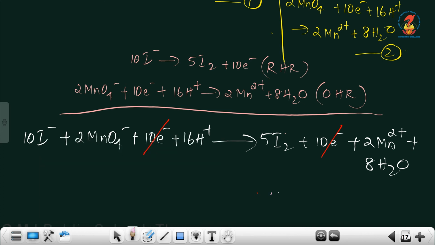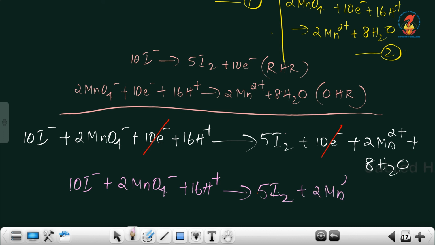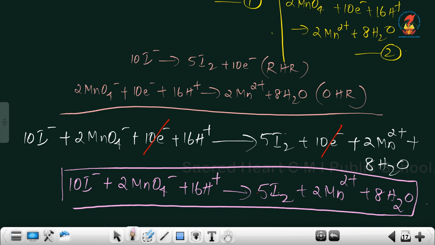So the final equation will be 10I minus plus 2MnO4 minus plus 16H plus giving 5I2 plus 2Mn2 plus 8H2O. So this is our overall balanced redox reaction. So this is the way to balance a redox reaction in acid medium.